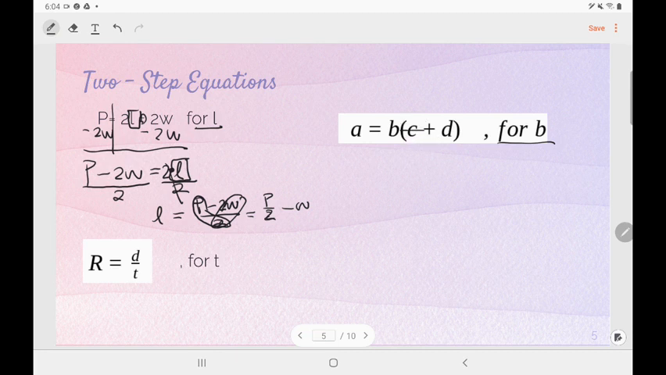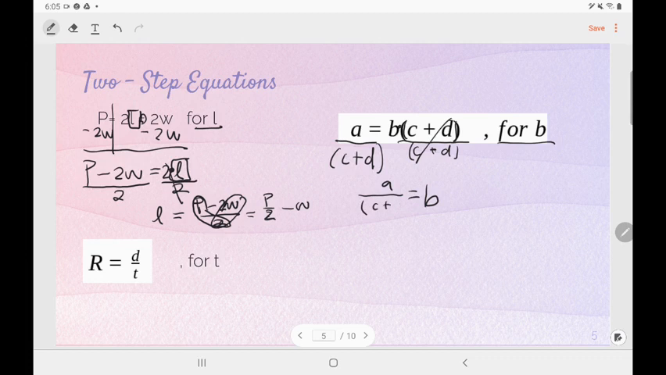Well, remember that b is being combined to c and d. Well, both c and d are in parentheses, which means b is being multiplied to them. So how could I undo that? Well, I can divide because it's in parentheses. So I'm going to divide by c plus d. I'm going to divide by that entire parentheses. Divide by c plus d. What's left over? On the right-hand side, b. On the left-hand side, a divided by c plus d.